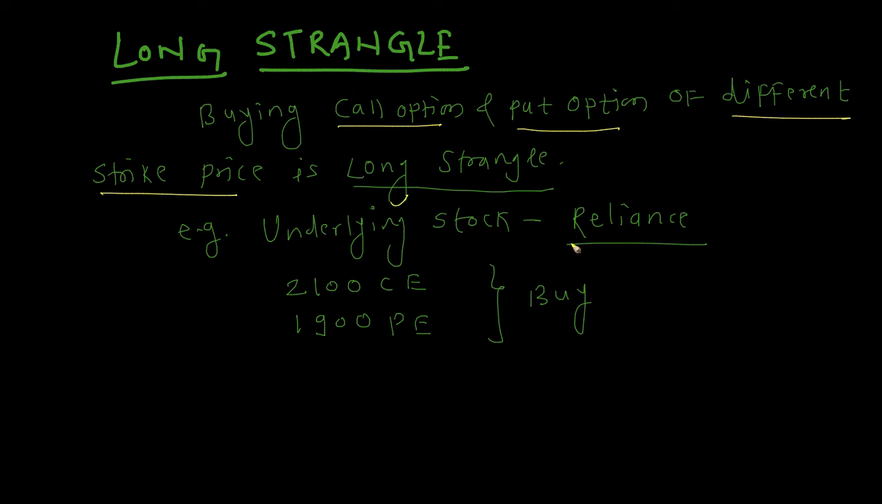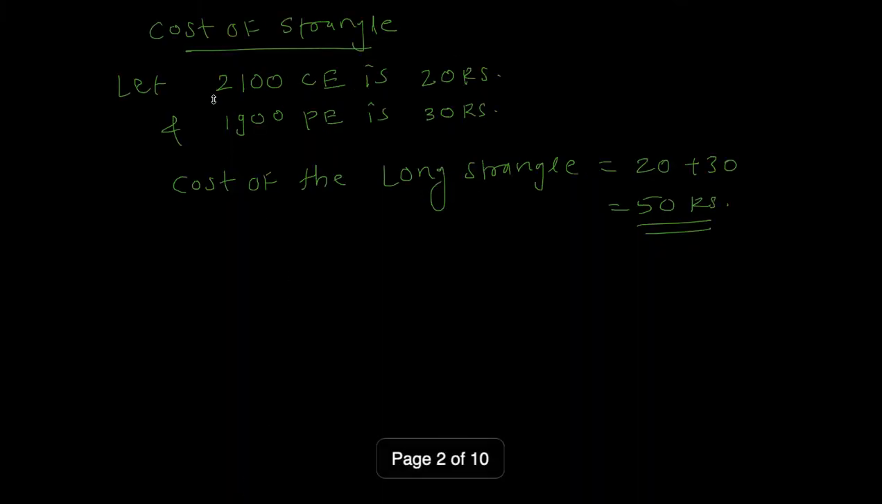The underlying stock we are considering is Reliance Industries. Let's say we'll be buying a 2100 CE and 1900 P, that is a 2100 call option and a 1900 put option. We'll be buying both. You see, these are different strike prices. Now let us say for buying this 2100 call option we are paying 20 rupees, and for buying the 1900 put option we are paying 30 rupees, right?